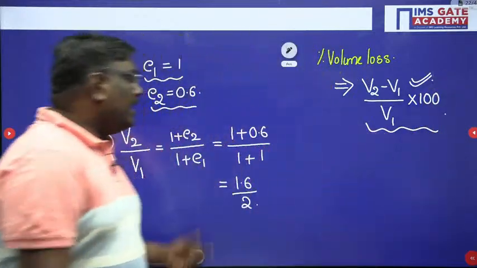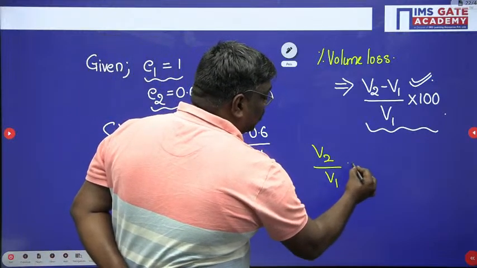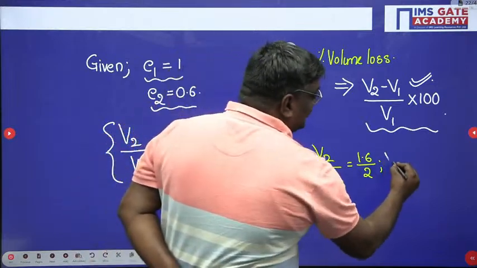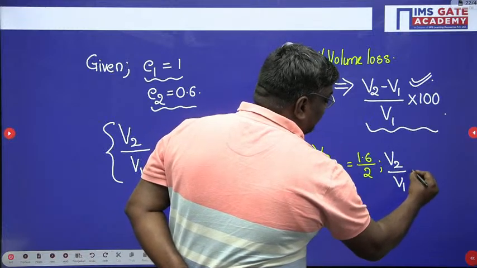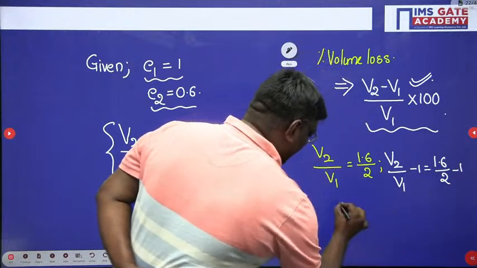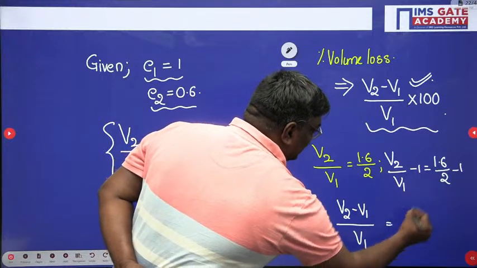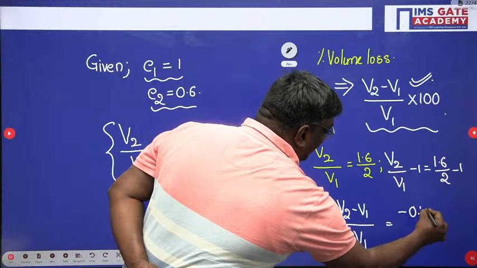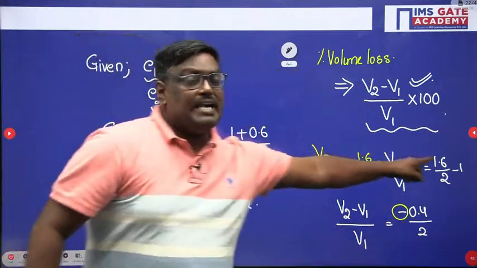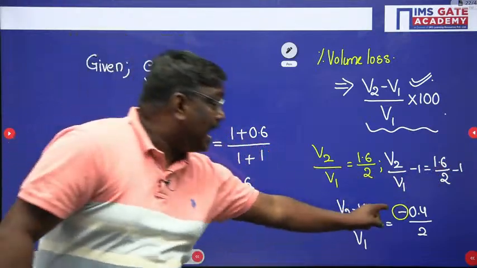Okay. Now here, you know, see. Now V2 by V1 is equal to what, my dear students? 1.6 divided by 2. What I will do in this equation is, on both sides I will subtract 1, so 1.6 by 2 minus 1. So here (V2 minus V1) by V1 can be written as, see students here, minus 0.4 by 2. See, Rocky, here what I have written? 1.6 minus 2 is what, sir? 1.6 minus 2 is what? 0.4, and it's a negative value.